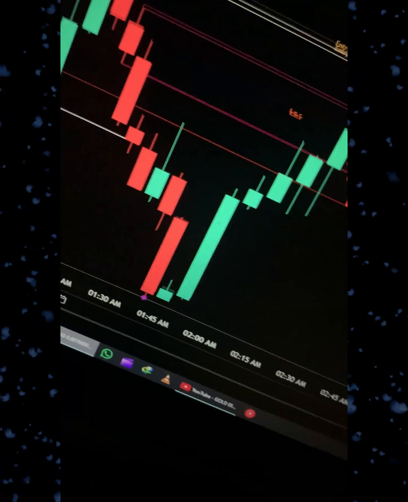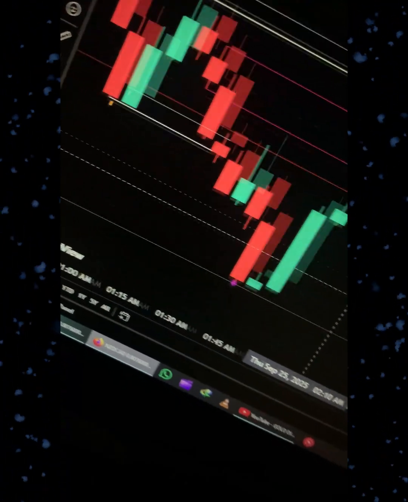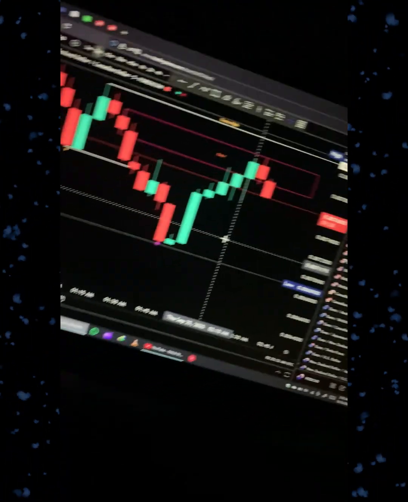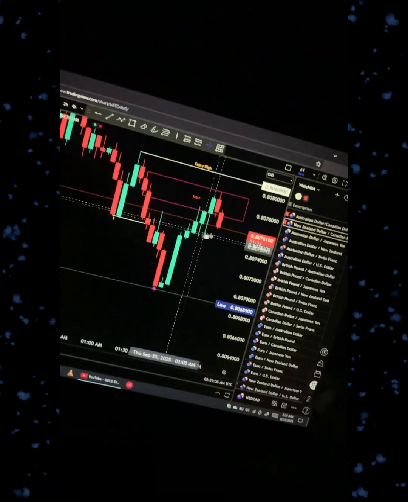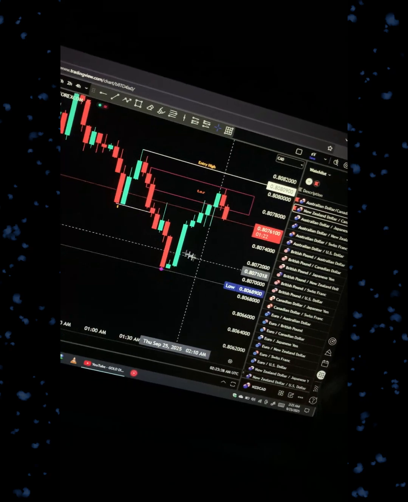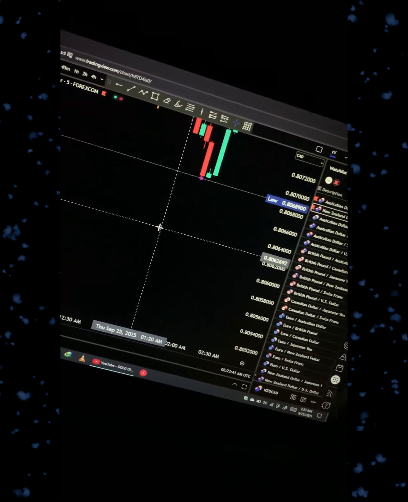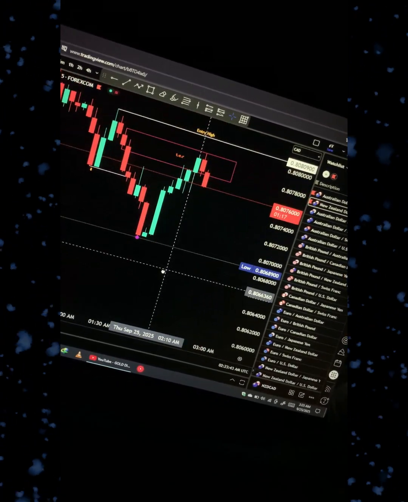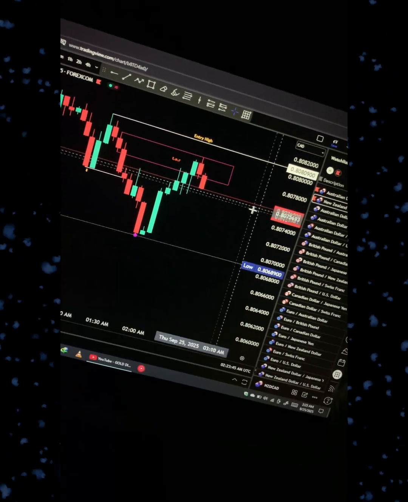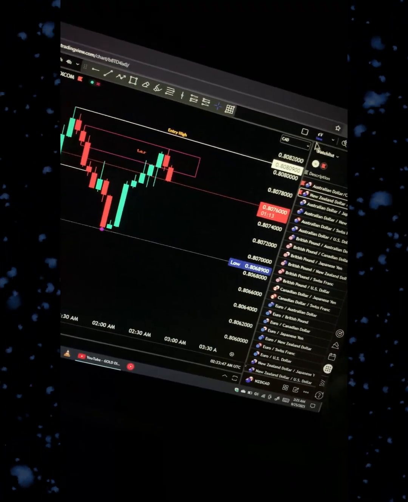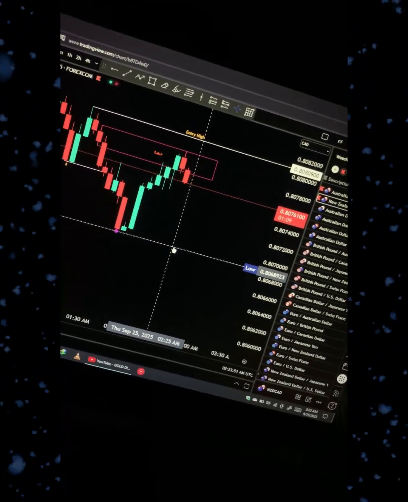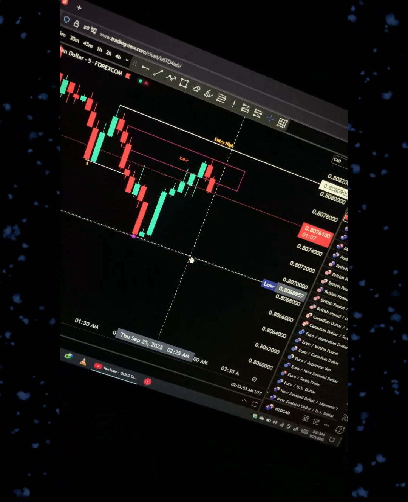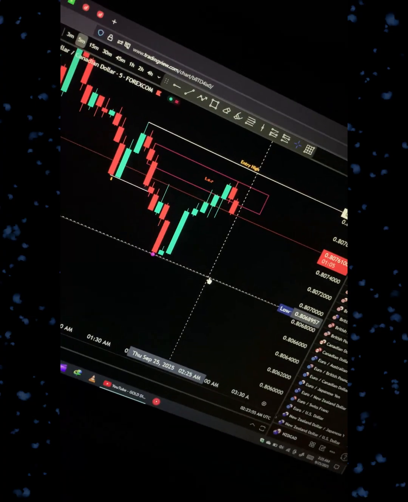So this is the range. I'm trying to ride it all the way, right? There's a huge level below it, and I'm trying to just ride it to that very low, right? So this is a setup, trying to short it to the very downside, and I'll continue to update you guys.